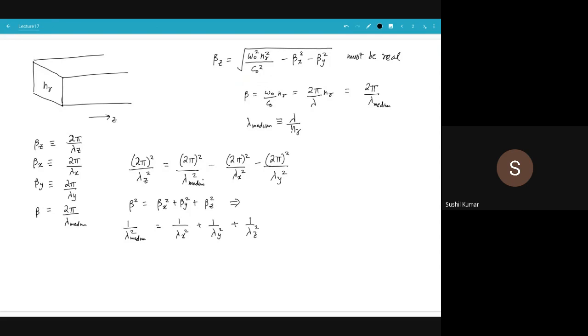So lambda medium is the wavelength inside this medium. Just like was mentioned yesterday, if you have 600 nanometer orange light and it goes inside water, which has an index of 1.33, that will be around 400 nanometers inside water. So that's the lambda medium.